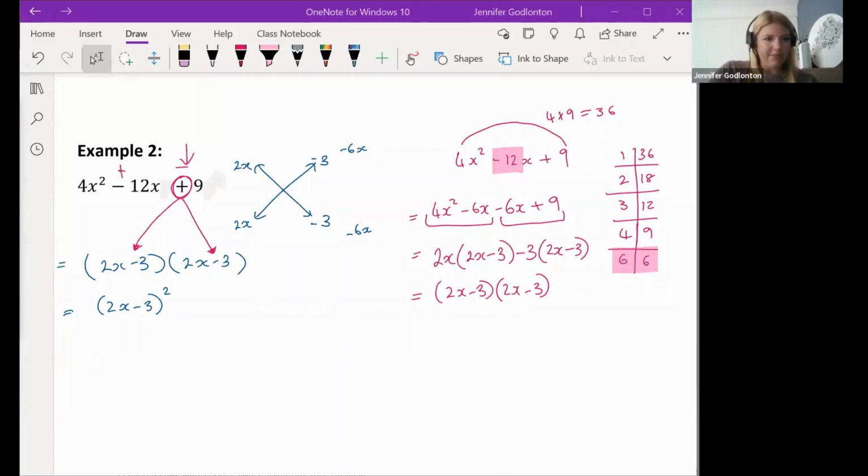Ma'am, for the -12x, I was a little confused at first. The first bracket that I had was first 2x plus 3. But then I went back and changed it because I took my rule where a negative and a positive gives me a negative, so I had to go back and rechange the answer, because I thought it was a positive. Yeah, so just be careful.